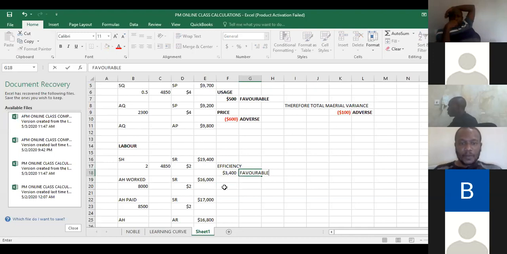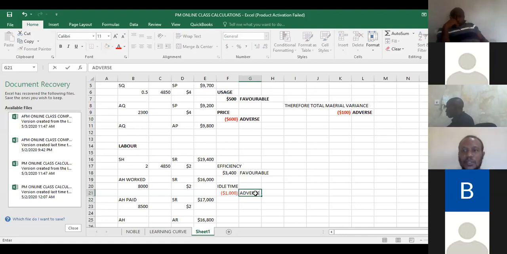After efficiency, this is for idle time now. Idle time is a special variance, and we know that idle time must be adverse. If your idle time is not adverse, you've made a mistake. Idle time can never be favorable. So that's adverse. What we would have expected is 500 hours times the rate. Basically, it's 500 minus the rate, but I like to just do everything the way I know it.